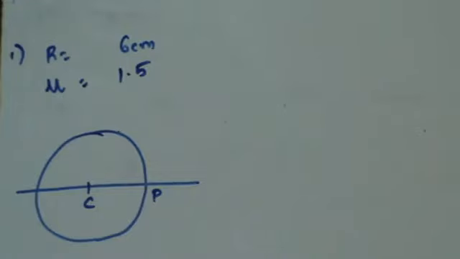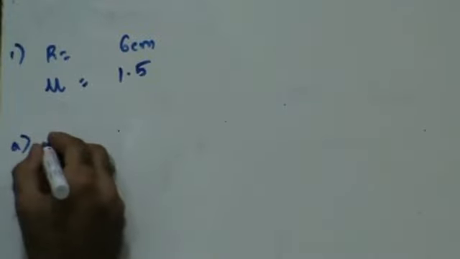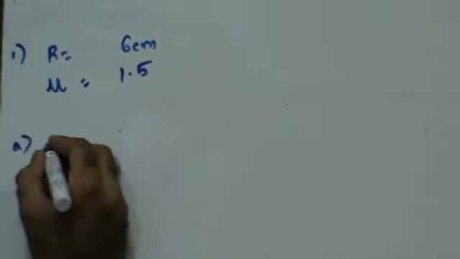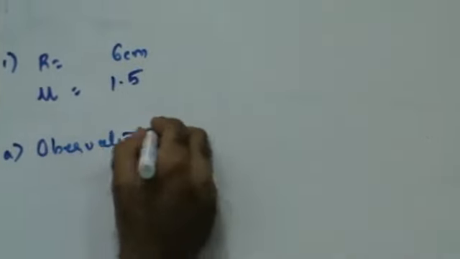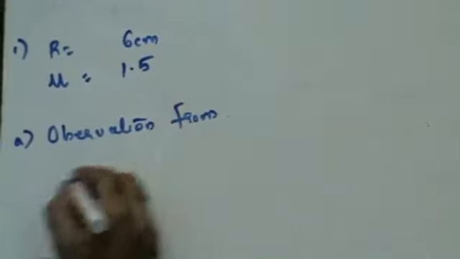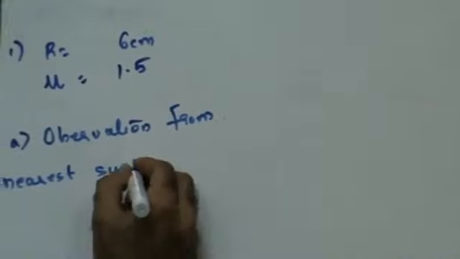Right? First, let's try to understand the diagram. There will be two parts to the diagram. Let's see observation from the nearest surface.